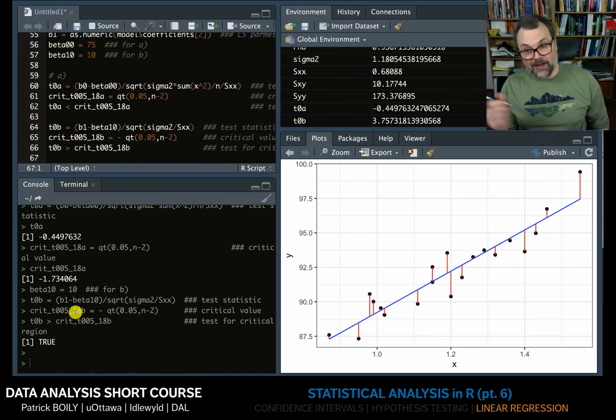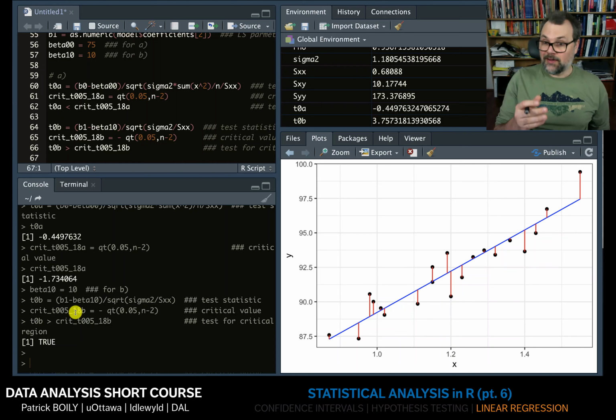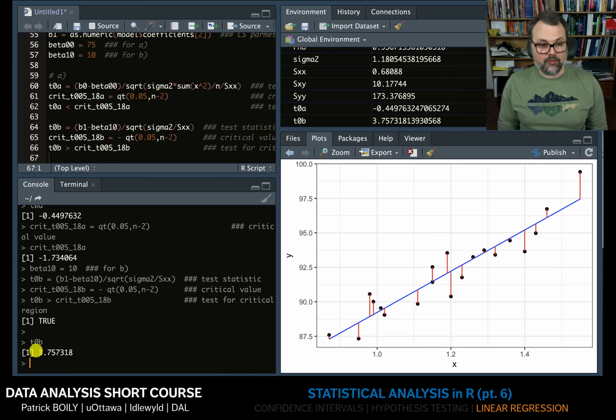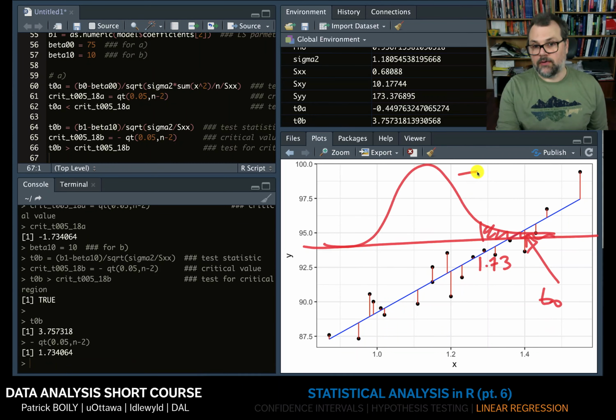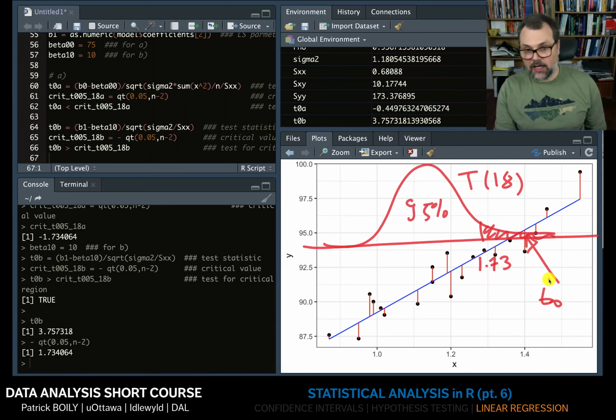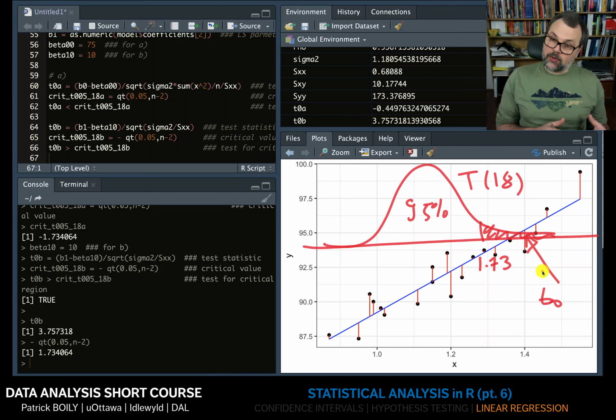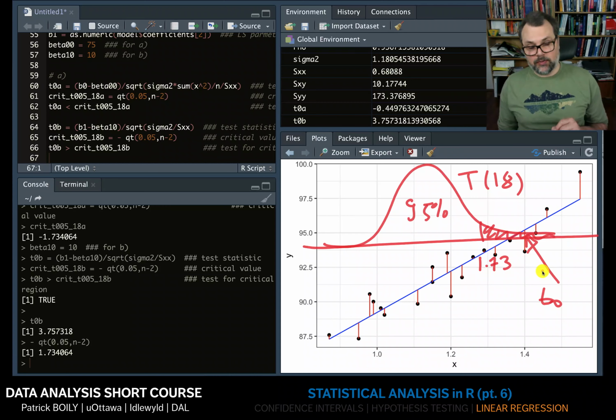This time we're in the upper end of the spectrum because we're testing for the alternative that the true slope is greater than candidate 10. And you will find that it is indeed in the critical region. The test statistic is 3.75, fairly high, given that the critical value is 1.73. So we are fully in the critical region at the 5% confidence level, and so we would reject the null hypothesis that says that the slope is equal to 10 in favor of the alternative, in this case, that the slope is greater than 10. The data seem to suggest this would be the case.